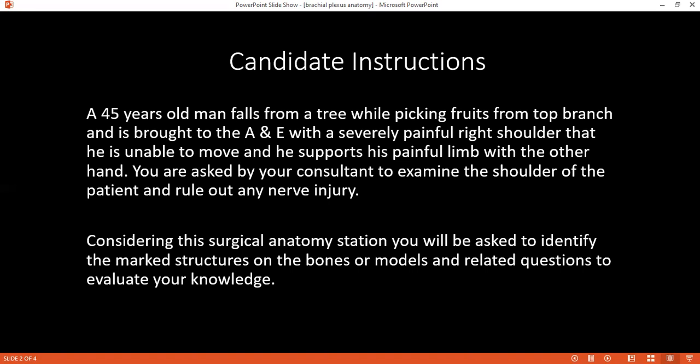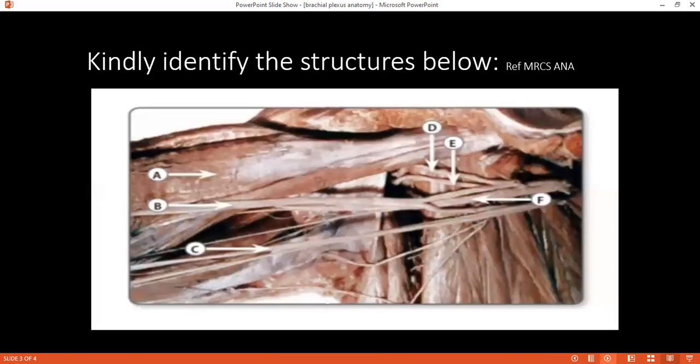Right. So if you have read and understood, considering this surgical anatomy station, kindly tell me what are you looking at? Identify the structures from A to S, please. What is A? A is the biceps brachii. Okay. B. B is the median nerve. C. C is the medial cutaneous nerve of forearm.